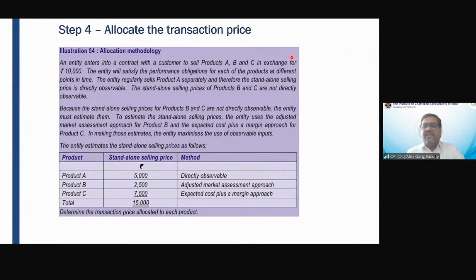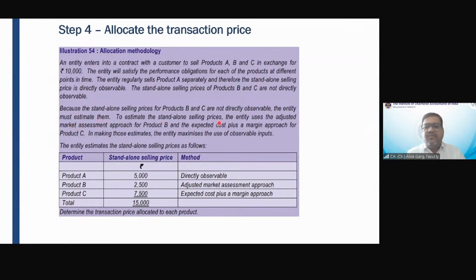The entity will satisfy the performance obligations for each of the products at different points in time. The entity regularly sells product A separately, and therefore the standalone selling price is directly observable. The standalone selling price of products B and C are not directly observable. So A का प्राइस तो पता है क्योंकि सेपरेटली सेल करते हैं, बट B and C का नहीं पता. Because the standalone selling price for products B and C are not directly observable, the entity must estimate them.